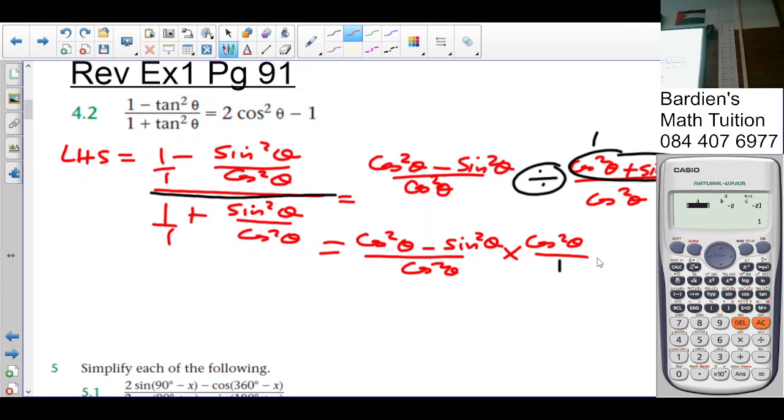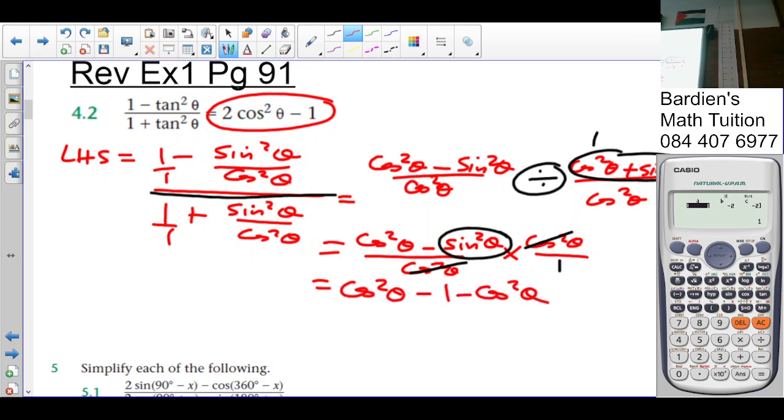Okay. So what can happen now? The cos squares cancel, with cos squared theta minus sine squared theta. But if we look at what we have here, we only have cosines. So sine squared theta can be written as what? 1 minus cos squared theta.